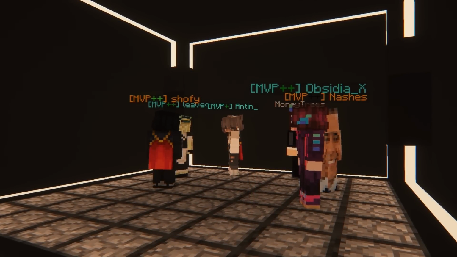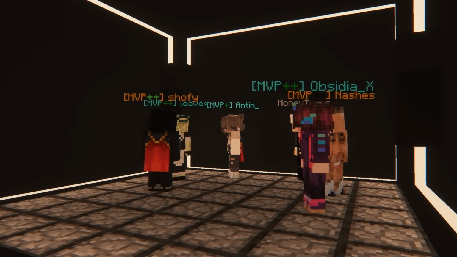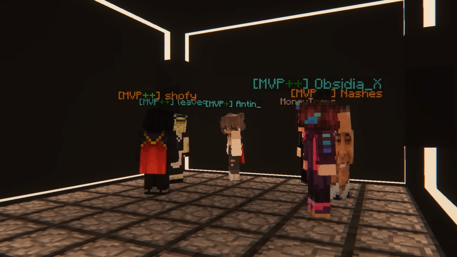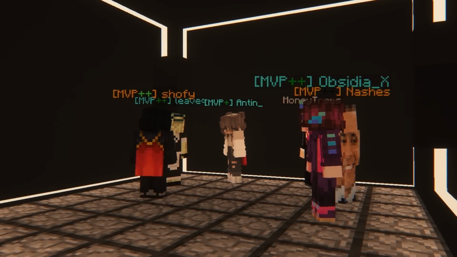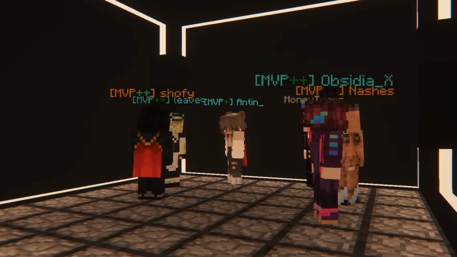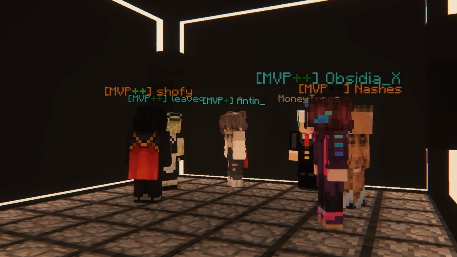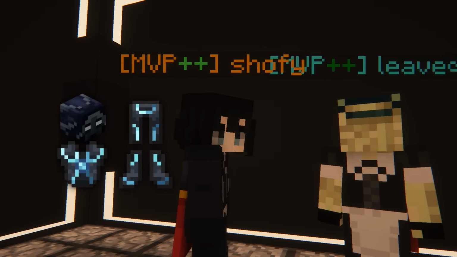My question for both of you is, what's your setup? All around, what's your day-to-day gear that you run around with? Include your armor, weapon, and your bracelet, gauntlet, or whatever it is. So I have Storm armor with a Wither Goggle and a Hyperion.